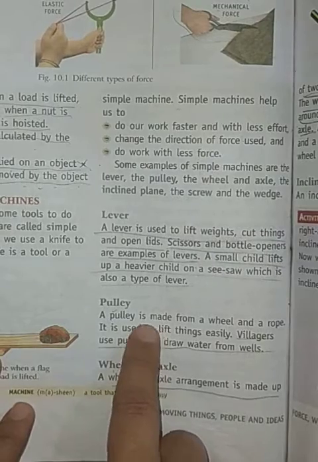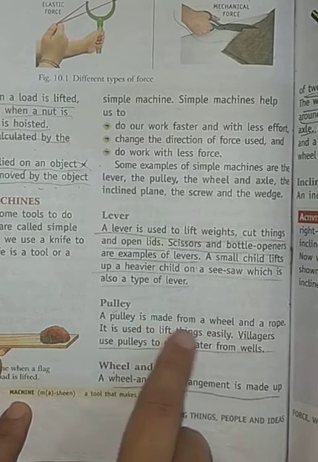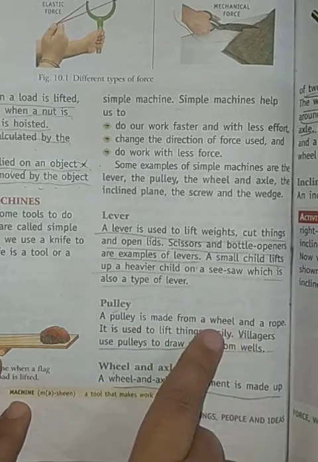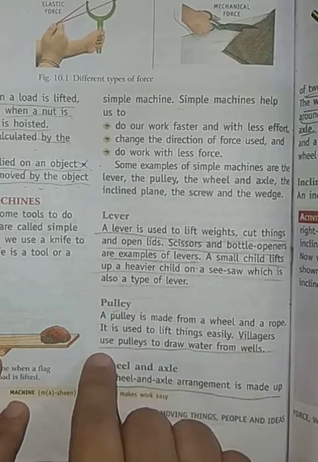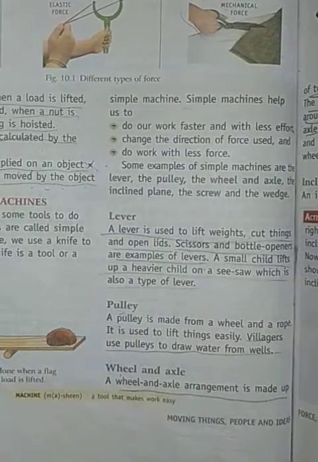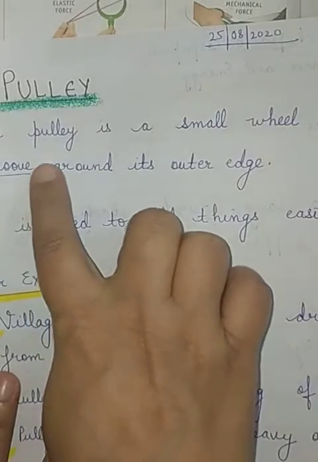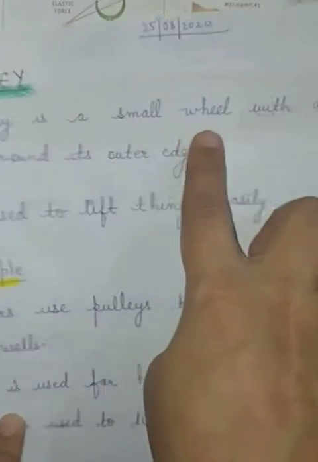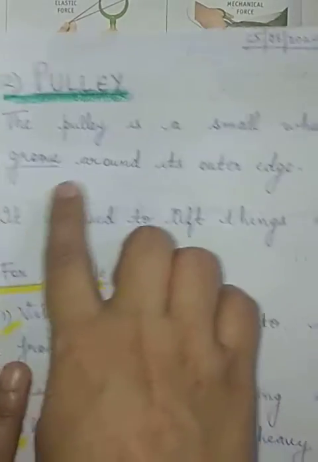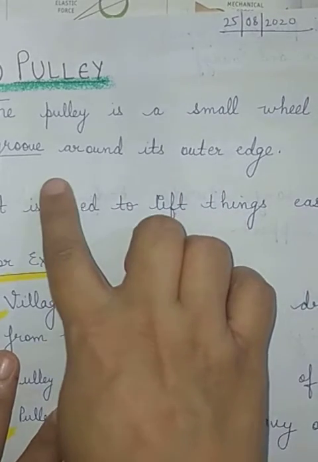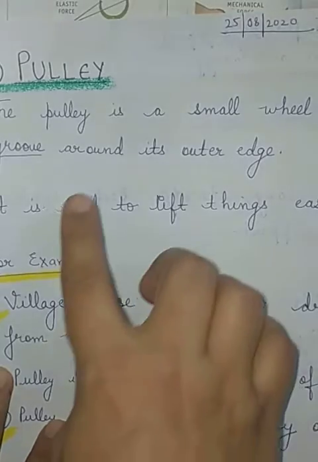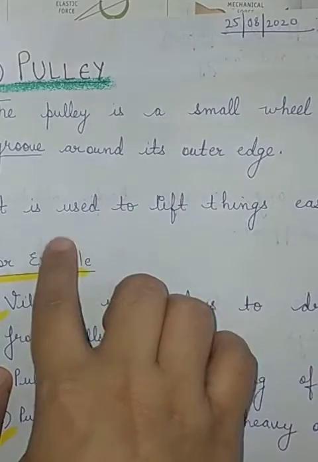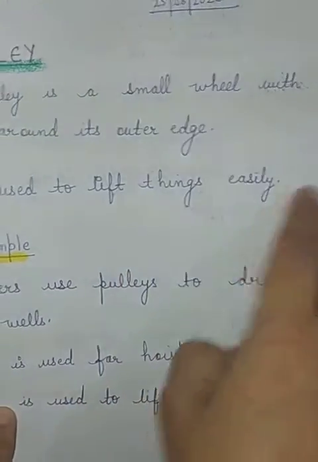So what is a pulley? It is made from a wheel and a rope, a combination of a wheel and a rope. It leads to the formation of a pulley. So in simple words, the definition of a pulley is that a pulley is a small wheel with a groove around its edge, and in the groove of its outer edge we can wrap a rope to do the functions, and it is used to lift things easily.